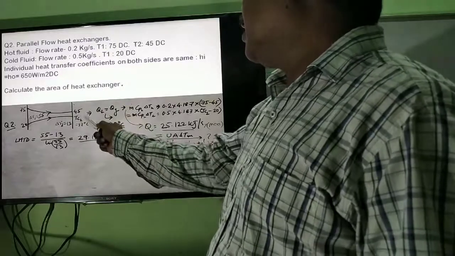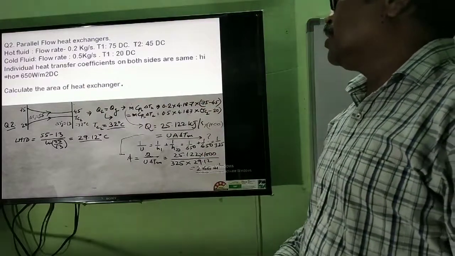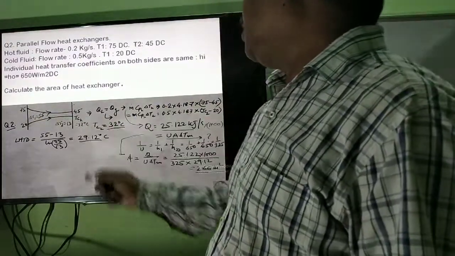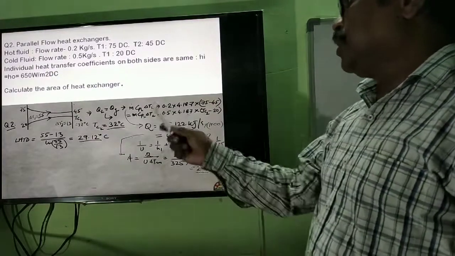So you have to calculate here the LMTD. The individual heat transfer coefficients on both sides are the same. So this side h1, this side ho will be 650 W/m² °C. Calculate the area of the heat exchanger.